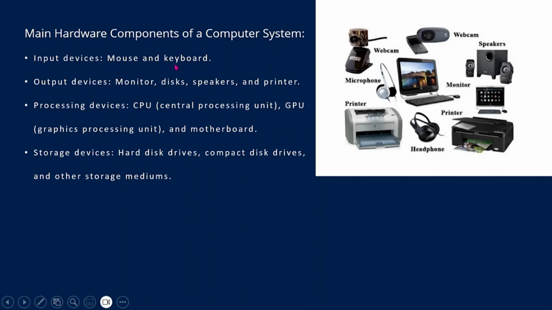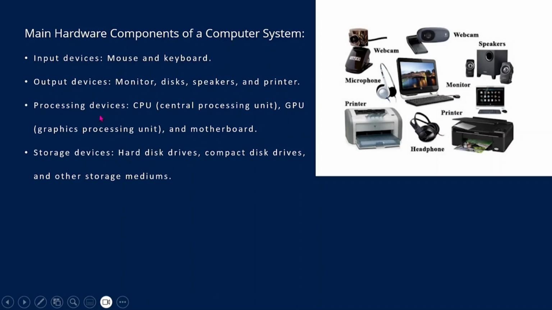Output devices are devices that give us the results of our actions. Monitors or screens show the output visually. Printers give us printed versions of documents. Speakers let us hear sounds and audio.